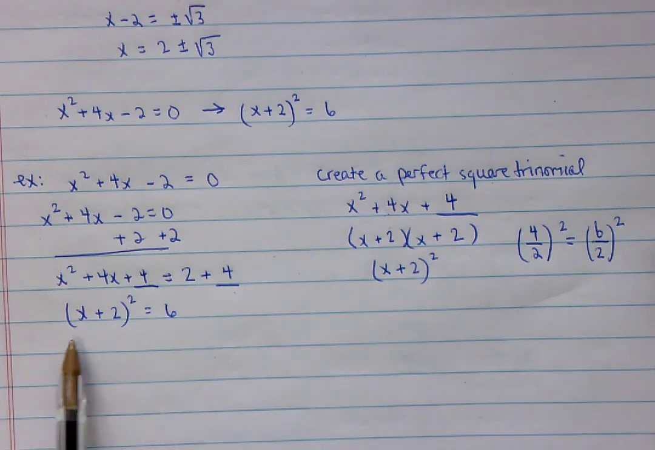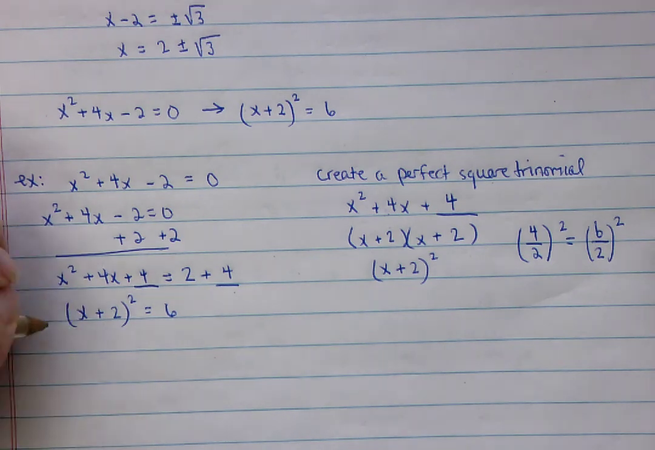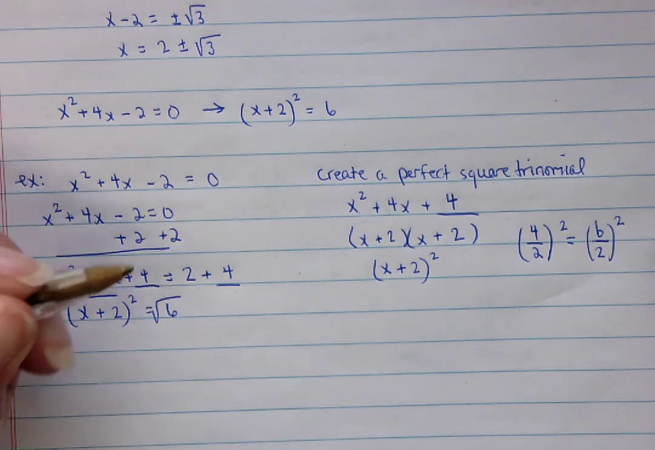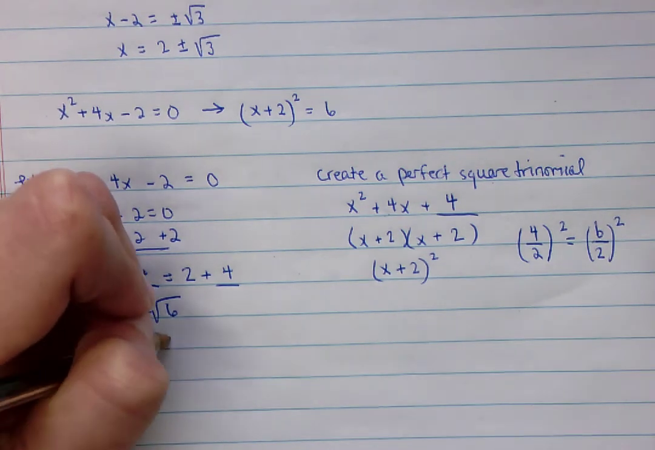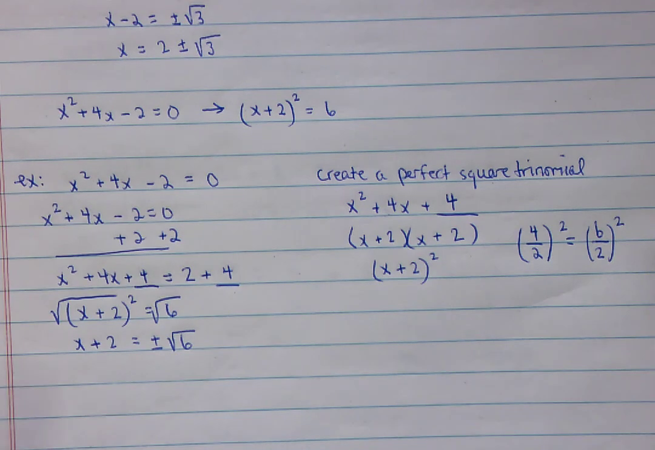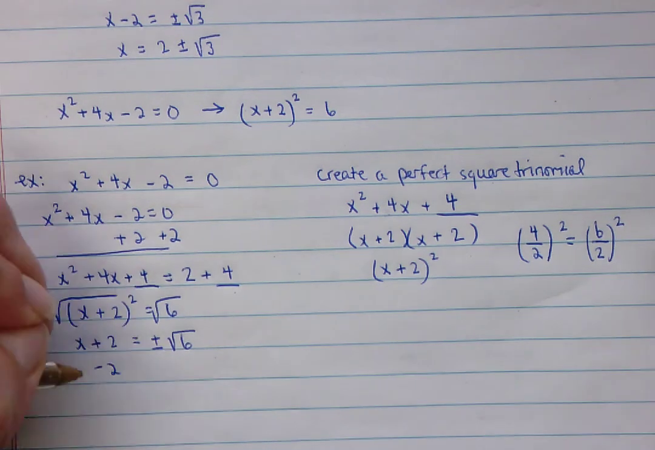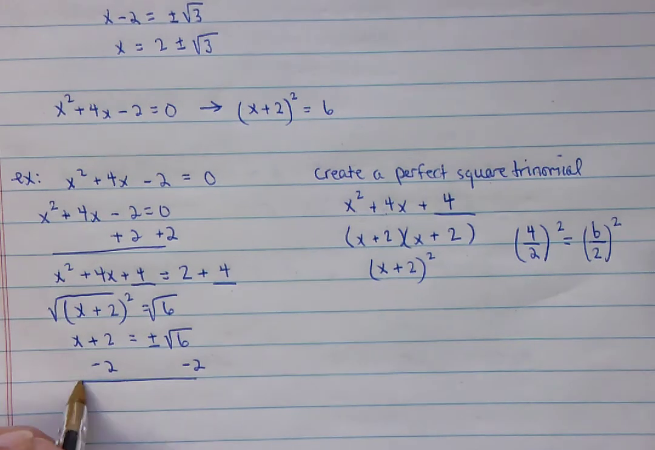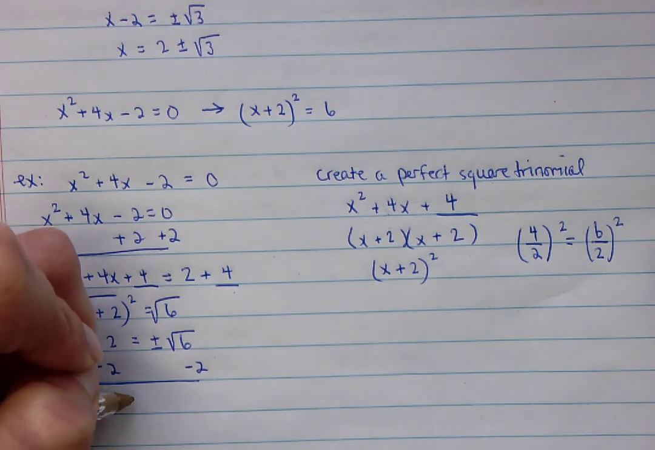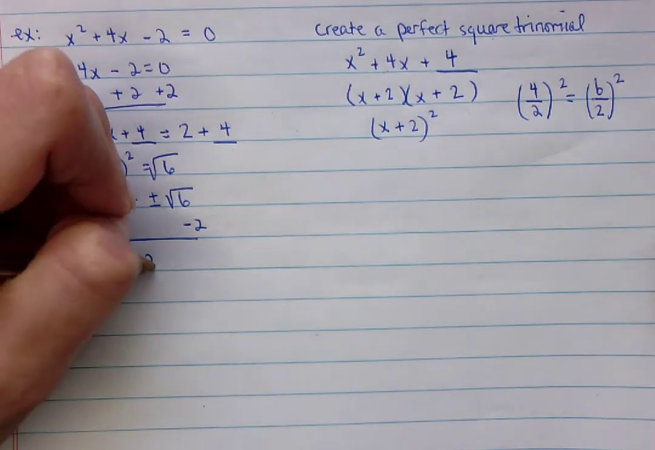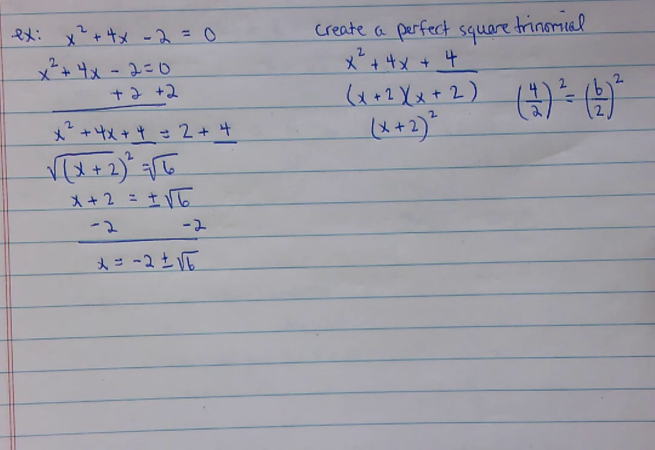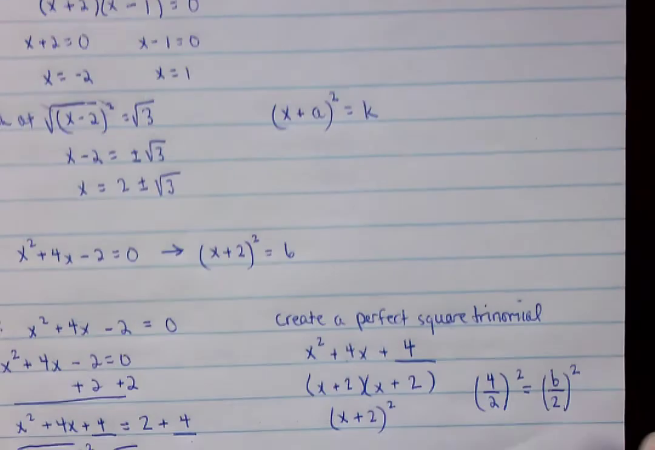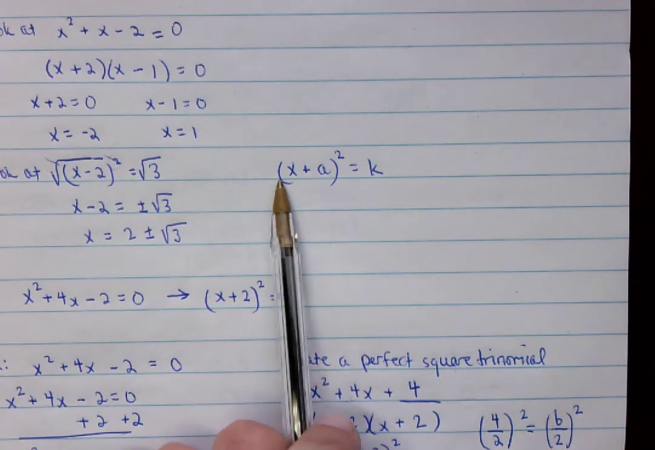From here, we're able to solve this by taking the square root of both sides. So you'll get x plus 2 equals plus or minus square root of 6. And the very last step here is subtract 2. Okay? And so we would get a negative 2 plus or minus root 6. So that is how you complete this square to solve these. Okay, and again, remember we're trying to get it in this form. That's what we want to do.